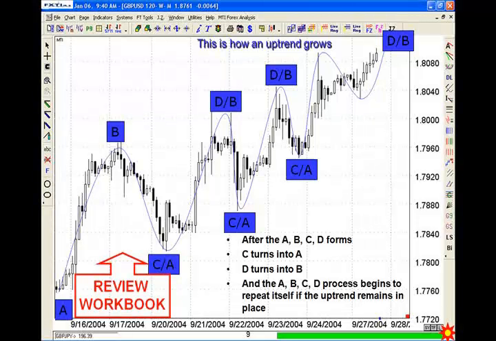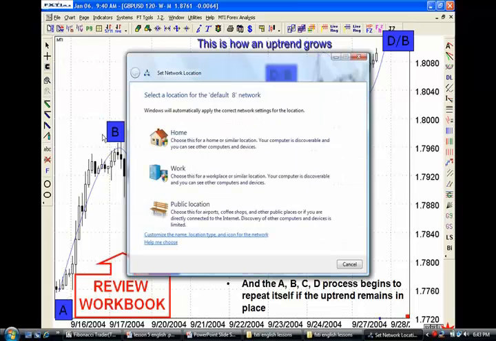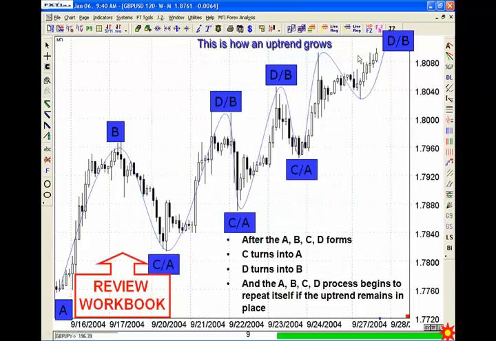So let's look at this in the chart. Look at here, A. A, B, C, D. A, B, C, D. And then we got the A, B, C and rallying up to D. We're making higher highs and higher lows.